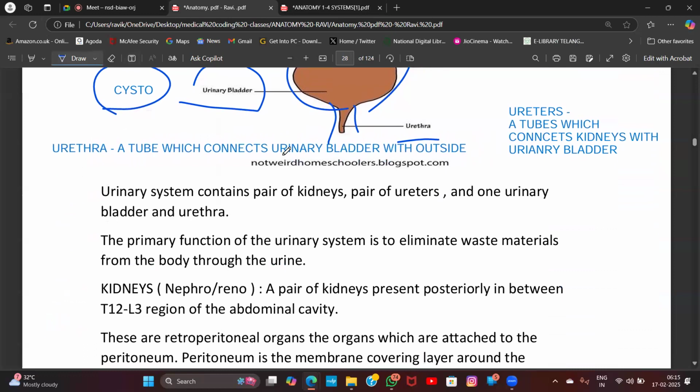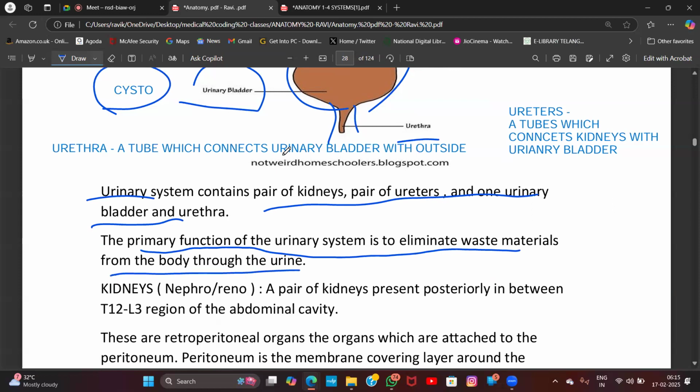First, I'm going to discuss the urinary system. The urinary system contains a pair of kidneys, a pair of ureters, the urinary bladder, and the urethra. The primary function of the urinary system is to eliminate waste materials from the body through the urine.